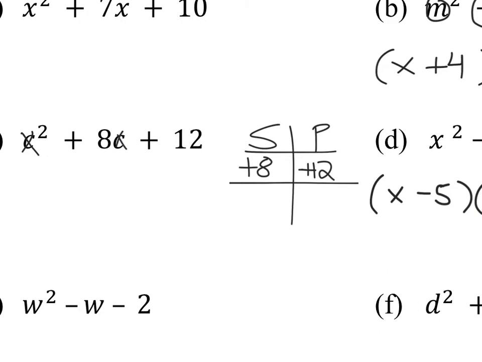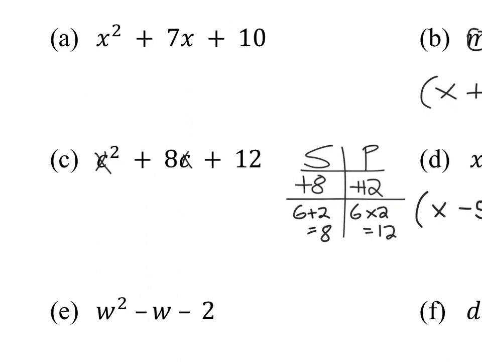A 6 and a 2. So we can try 6 and 2. 6 times 2 is 12. 6 plus 2 is 8. Cool, we found those numbers right away. Of course, because they're both positives, it's pretty easy. So we're going to write down our x first, and then our two numbers are positive 6 and positive 2.